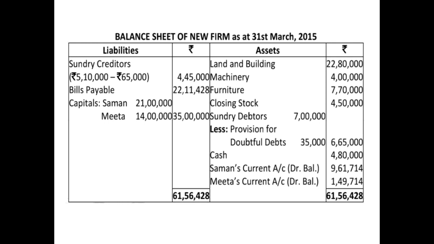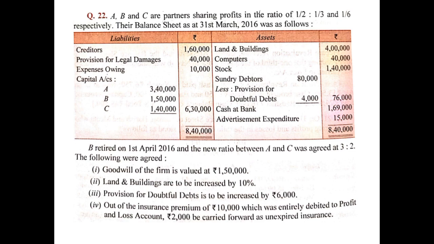bills payable 22,11,428. This is the bills payable drawn to settle the account of the retiring partner, and we have shown the capital balances of Saman and Meeta, the newly adjusted, that is 21 lakh and 14 lakh. So ultimately the balance sheet total is 61 lakh 56,428 on each side. Now this is practical question number 22 of your book.